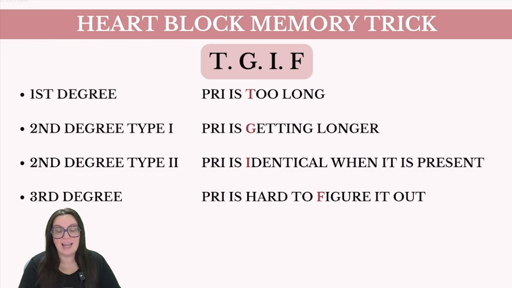So anytime we have a P wave that has a QRS complex behind it, that PRI is going to be identical every single time. And then lastly, we have our third degree heart block. The PRI is hard to figure out, that's our F, right? The atria and the ventricle are not communicating with each other, so it's going to be really hard for us to identify a true PRI interval that's consistent throughout the entire strip.